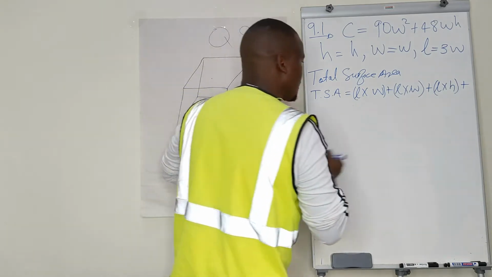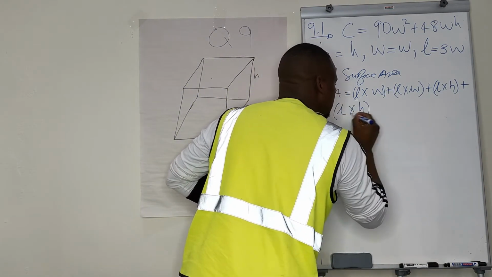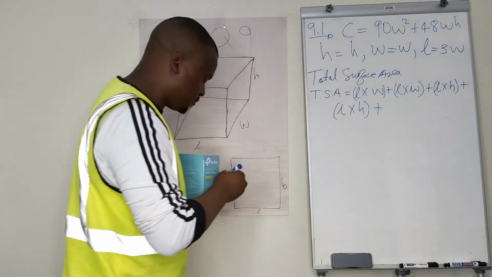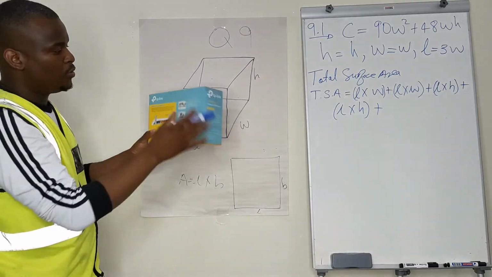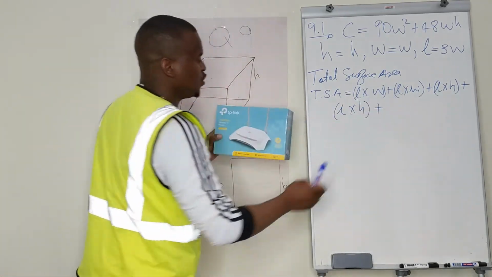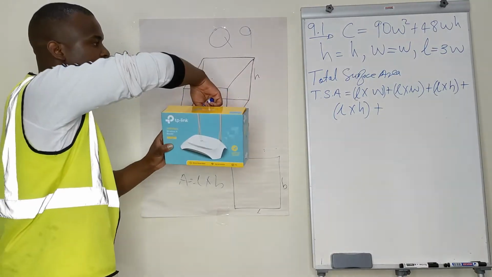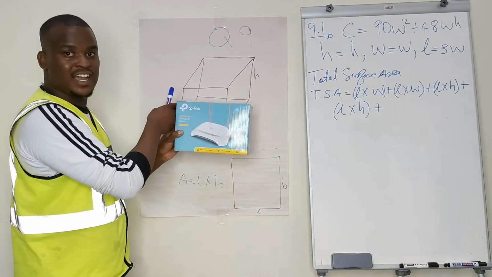So plus length times height, plus. So you have done the base, you have done the top. Okay, you have done the base, you have done the top, the first two. You have done the face, you have done the back. This one. So you're left with this side and this side.